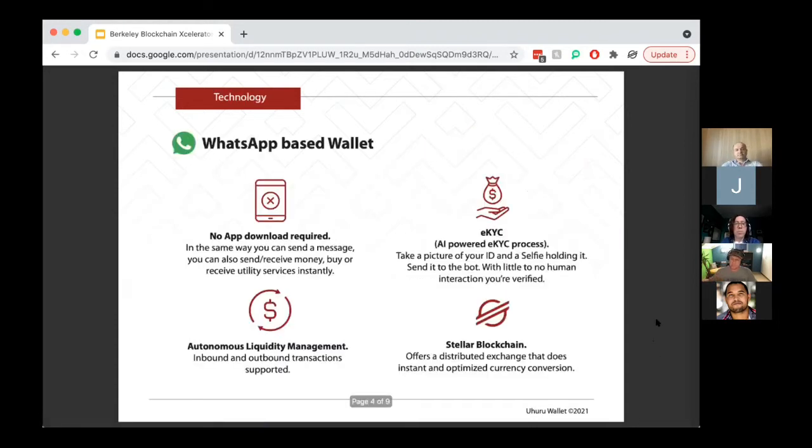blockchain enabled. So basically, the technology that we have built is, of course, WhatsApp, running away from the whole idea of compatibility with entry phones, your typical entry smartphone. In that case, there's no need to install multiple applications. As you're chatting with your friends and family, you can just switch to our WhatsApp bot and send, buy, receive money all on WhatsApp. And we have also enabled AI for the eKYC process, which works really fantastic.